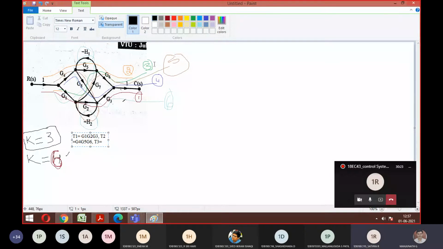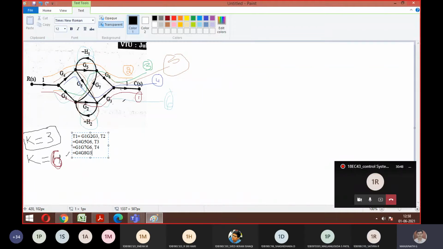You can see the color and check out the path: G1, G7, G6. Correct? Next, T4, path 4: G4, G8, G3. Good. Till here, I think these four we will find easily.